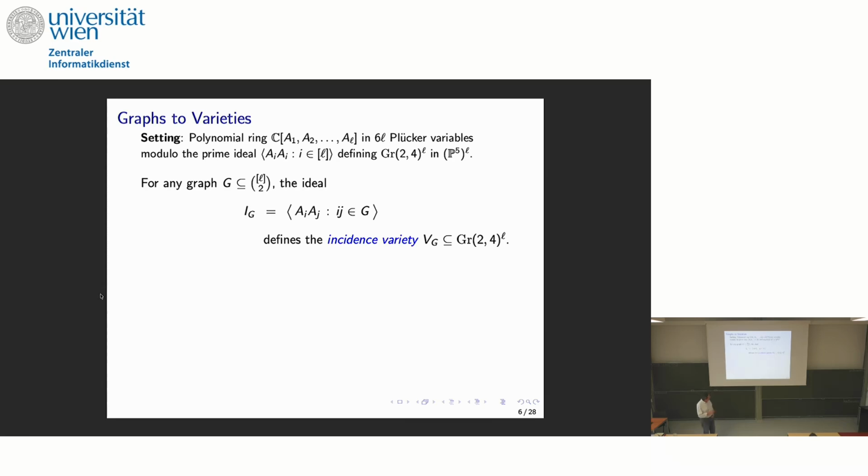Okay. Now this ideal defines a variety, and I call this the incidence variety. The incidence variety V_G is the zero set of this ideal, and this is a subvariety in this L-fold Grassmannian, and therefore in this L-fold product of P5s.